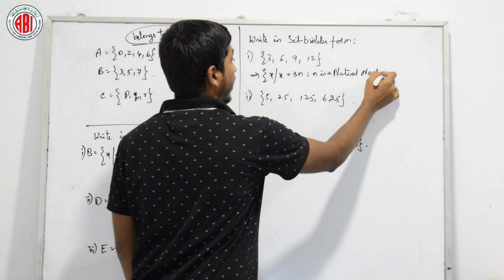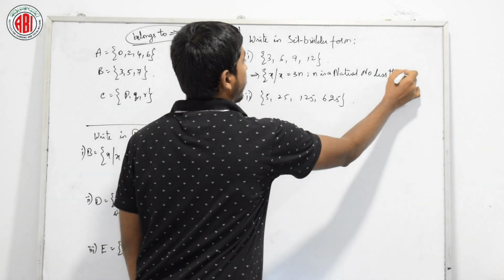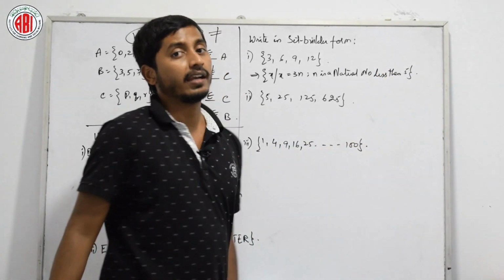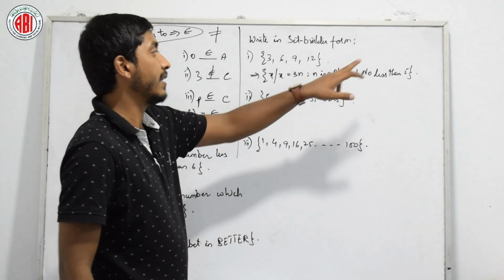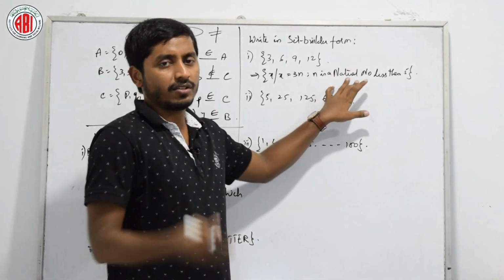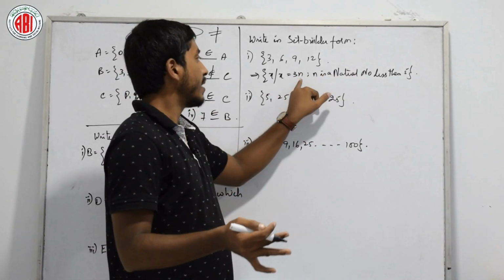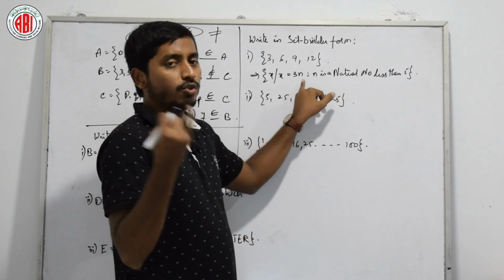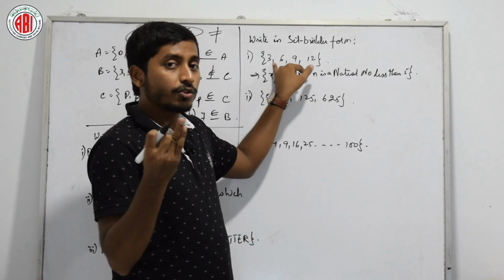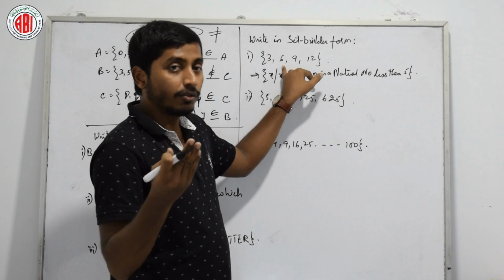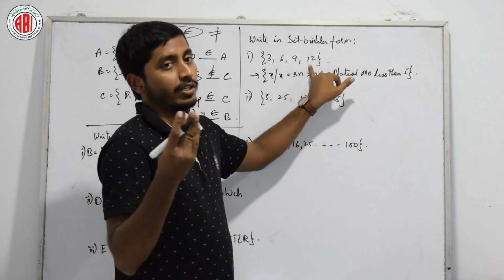N is a natural number less than 5. Is it right? What are the different natural numbers? 1, 2, 3, 4. Let us substitute and verify it. 3 into 1, 3. 3 into 2, 6. 3 into 3, 9. 3 into 4 is 12.